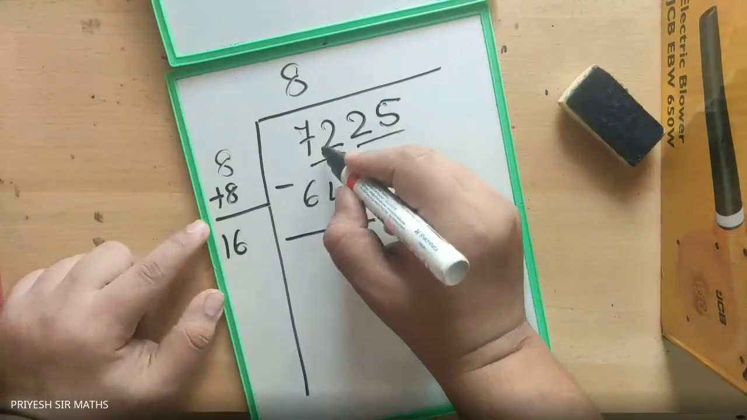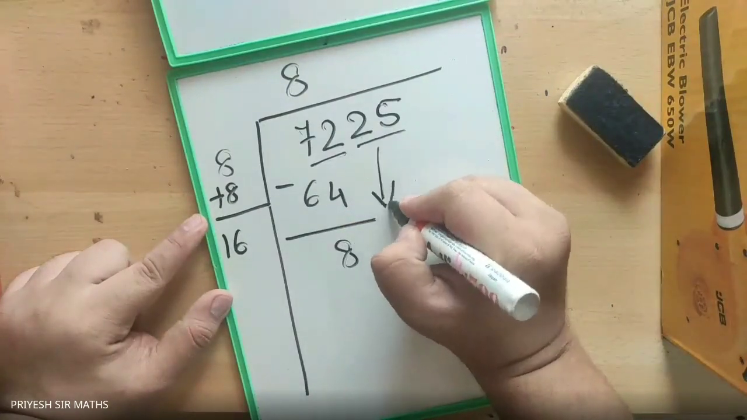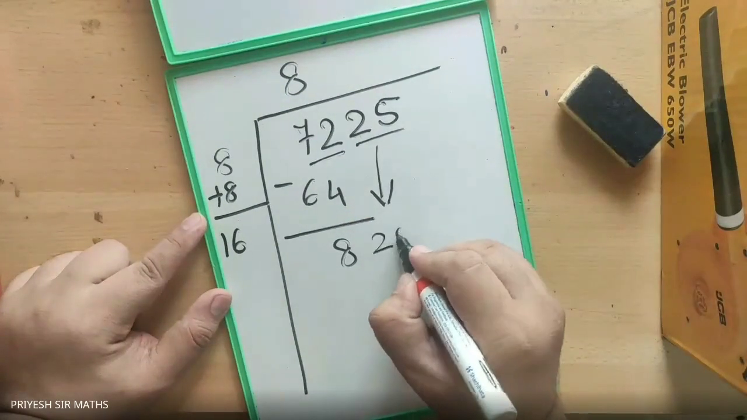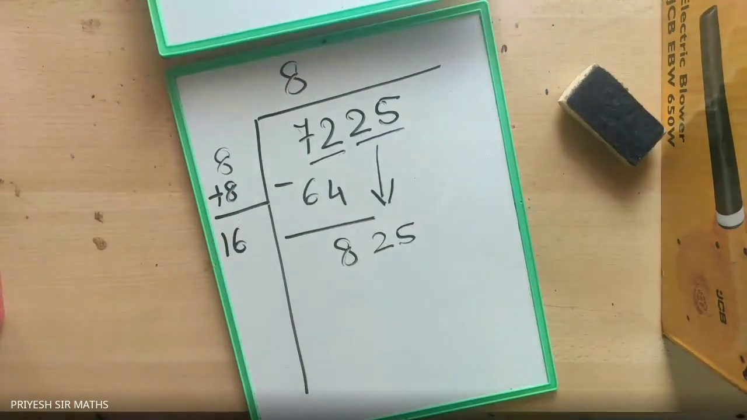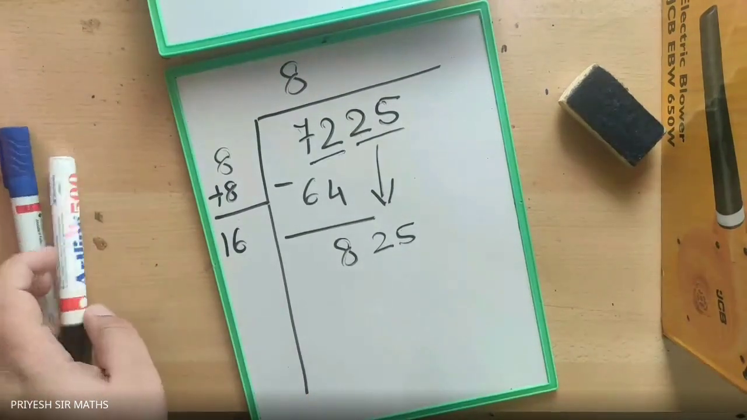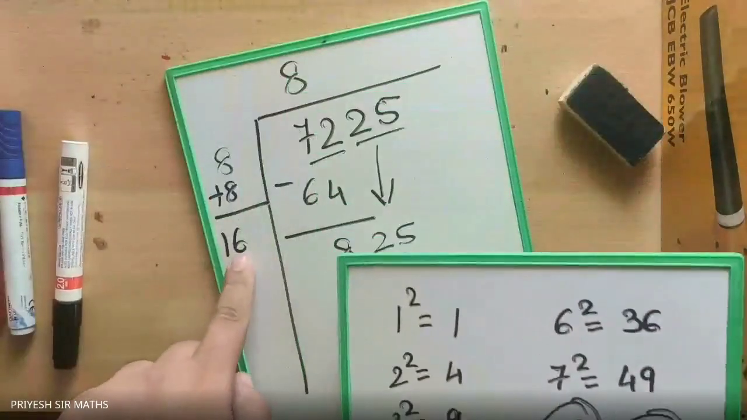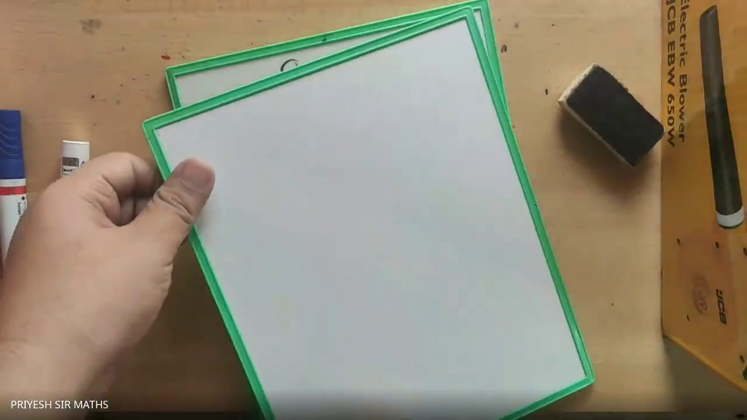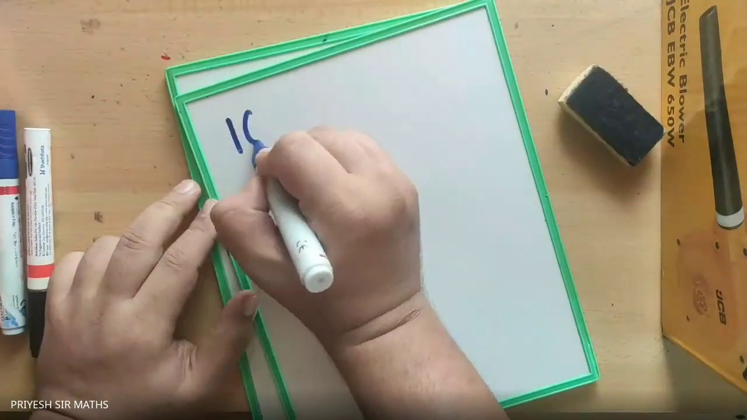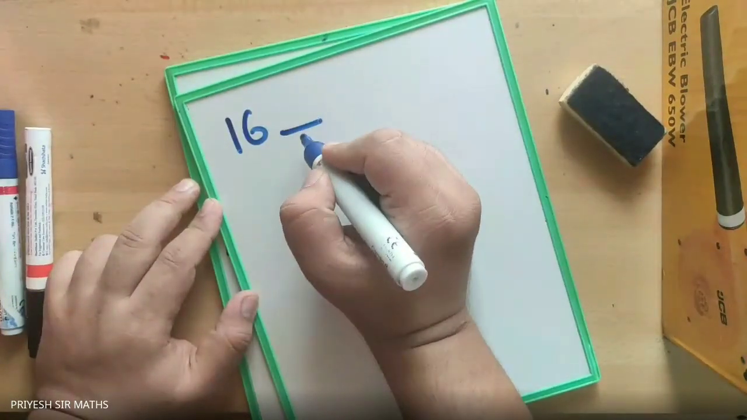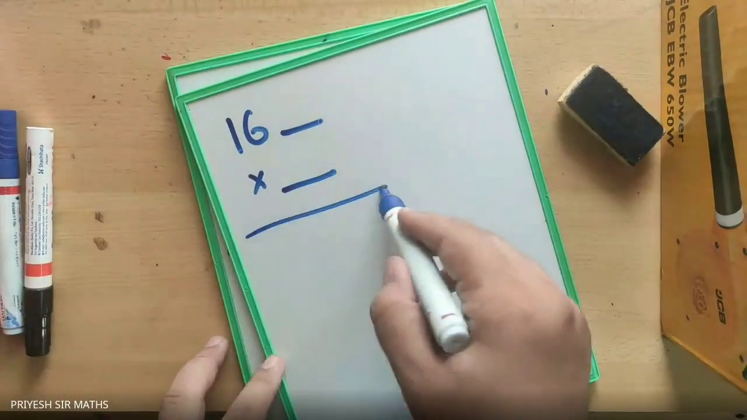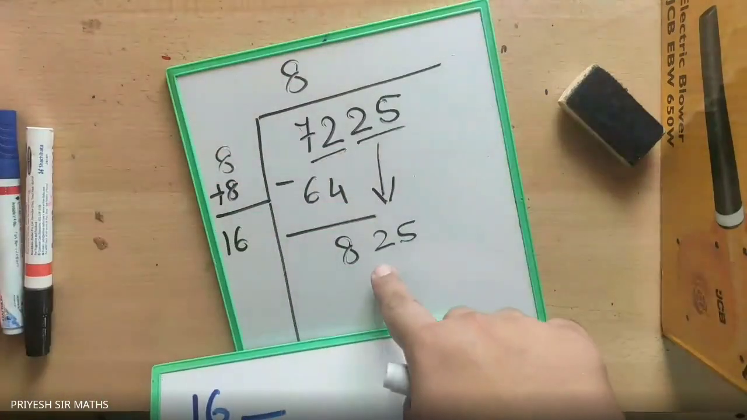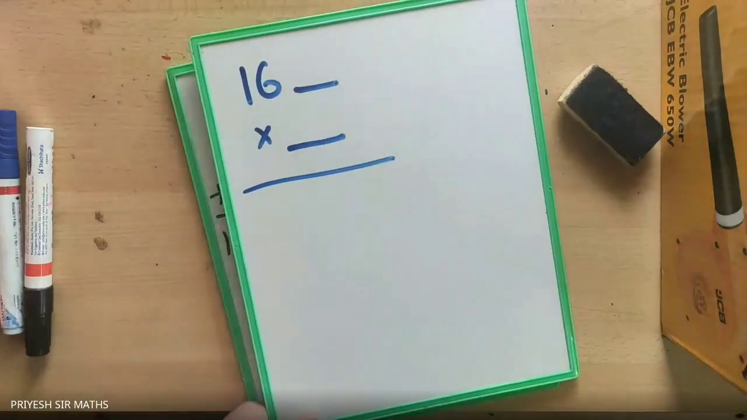Okay. Now subtracting, you get 8 and this comes down. So this becomes 825. I am very clear about it that it becomes 825. So what you are supposed to do, here we got 16. Okay. The third digit you have to find in such a way that when you multiply by the third digit, whatever answer you get should be this. Let us see again.